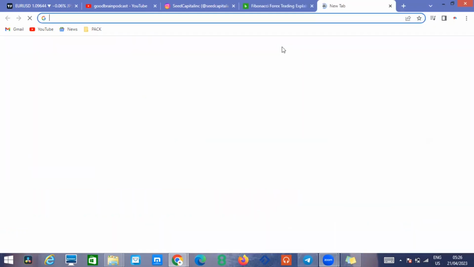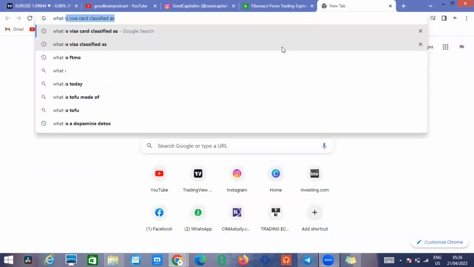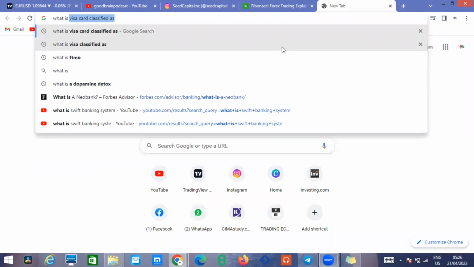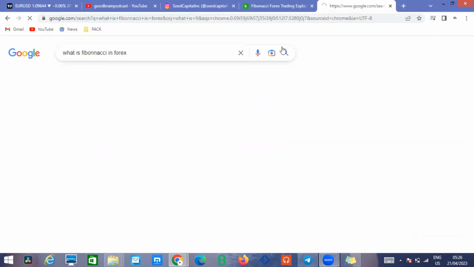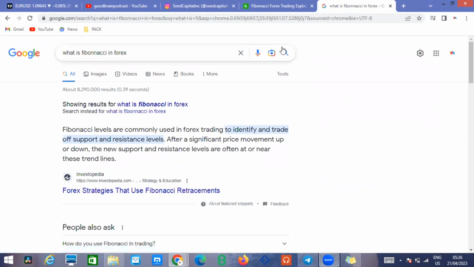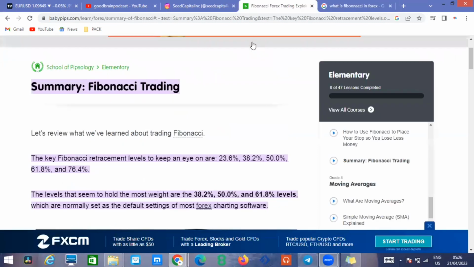Let's find out what is Fibonacci in Forex, right? We can say Fibonacci levels are commonly used in Forex trading to identify and trade off support and resistance levels. After a significant price movement up or down, the new support and resistance levels are often at or near these trend lines, right? So essentially these are really reliable areas of support and resistance, right?